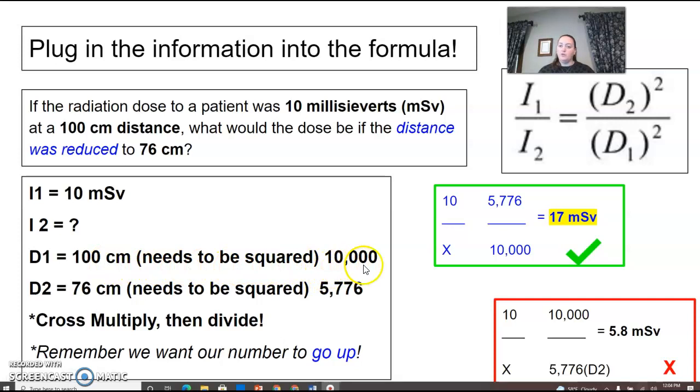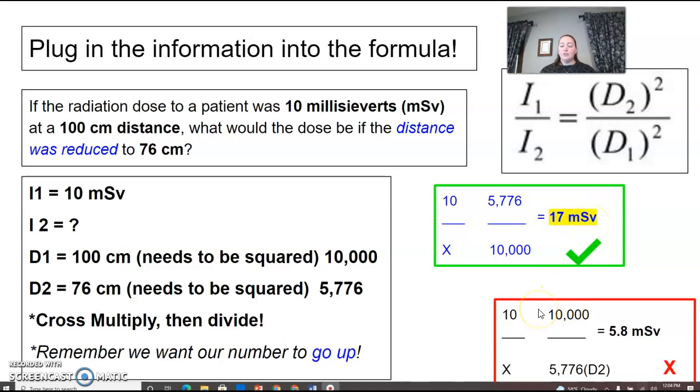So do that first. Don't forget that step or your number is not going to come out correctly. D2 is 76, and again, that has to be squared. Take the numbers that you have and put them into the equation in the right spots. All you're going to do at that point is cross multiply and divide. Remember, your number has to go up. When I calculate this out, I get 17 millisieverts.